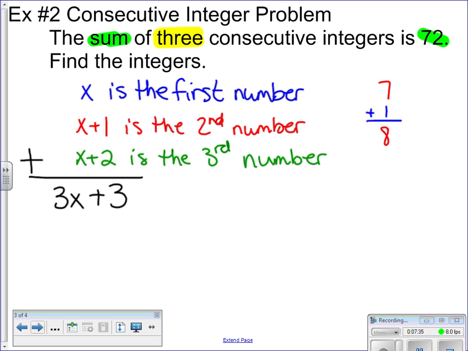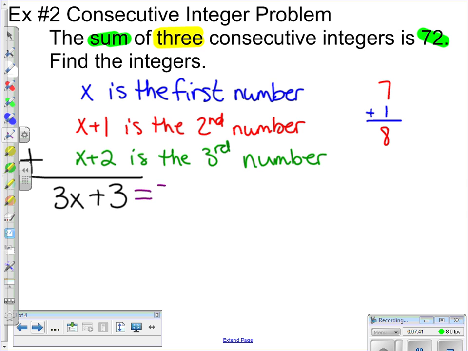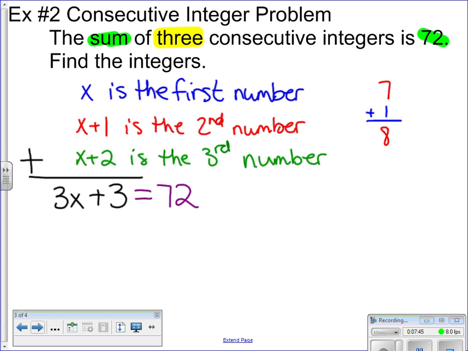That expression, remember, is equal to 72. So if we solve this problem, then we'll know what the numbers were. The way to stop a plus 3 is with a minus 3. Plus and minus, additive inverse, they cancel out. So 3x equals 69.